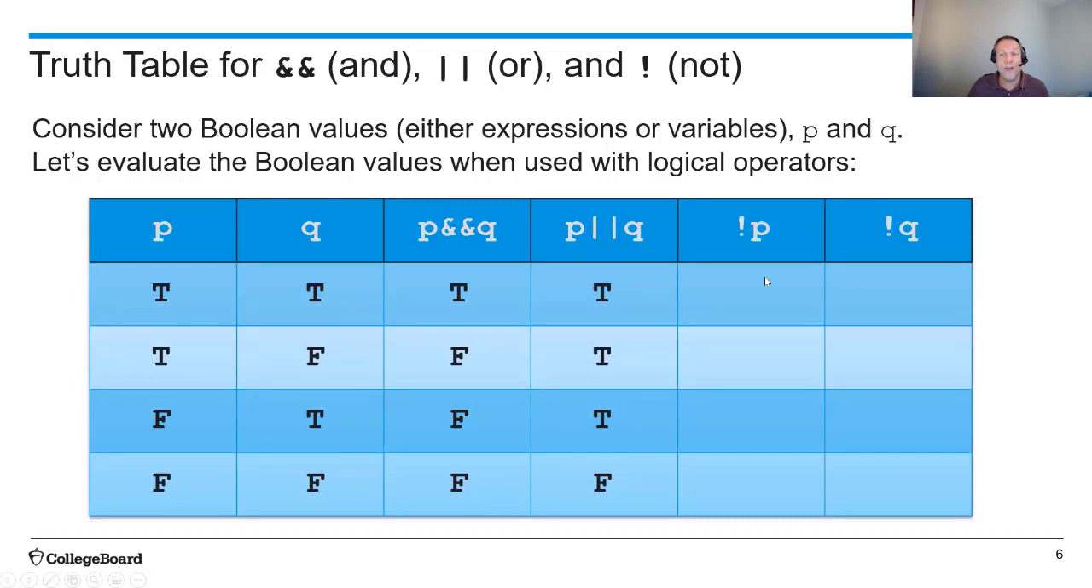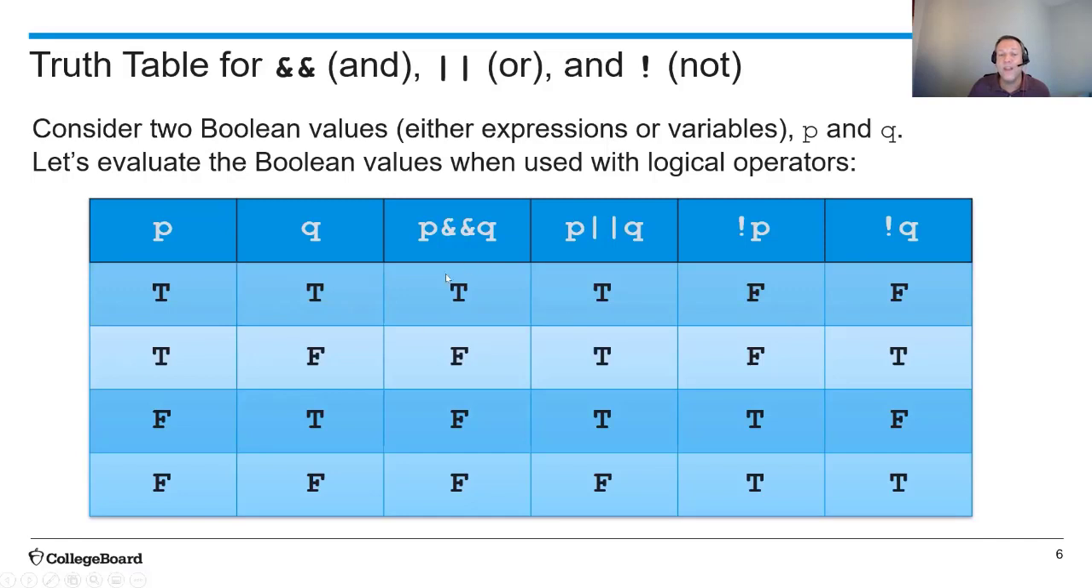And then we have our not values. Well, P is true, true, false, false. So what is not P? That's going to be false, false, true, true. And likewise, Q, in these combinations, we have true, false, true, false. So not Q will be false, true, false, true. And that's a truth table.